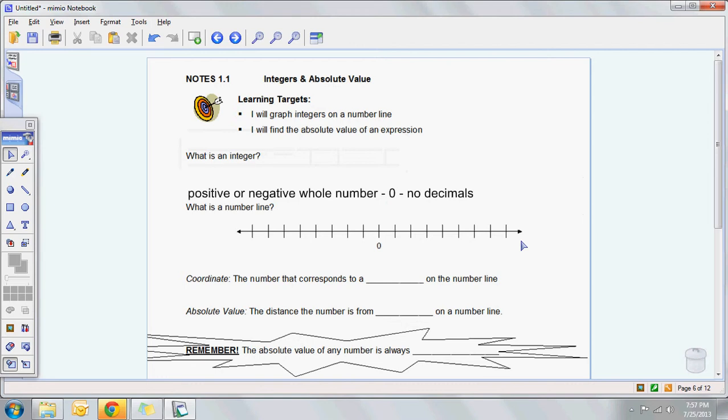And we're going to be dealing with a number line often in this. So here's our number line, and it's important to remember that everything on the right side is going to be positive. So everything to this side is going to be positive, and then everything on the left side of 0 is going to be negative.